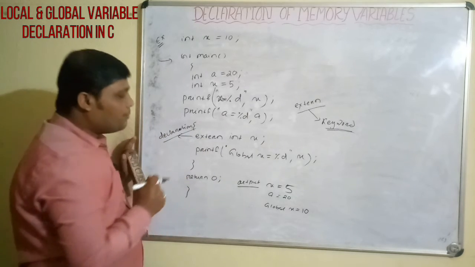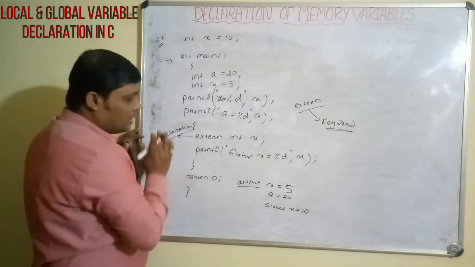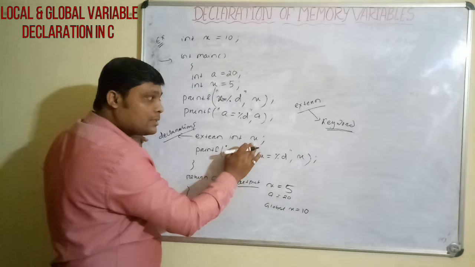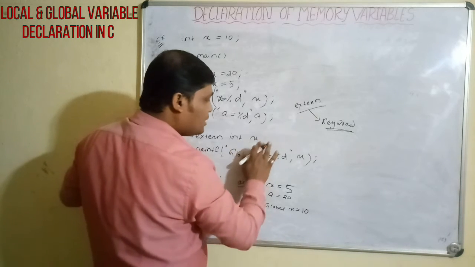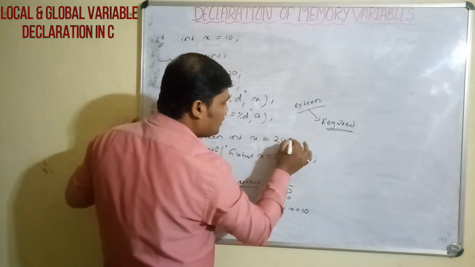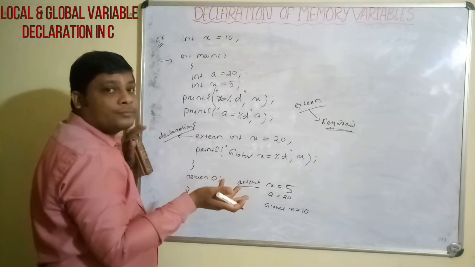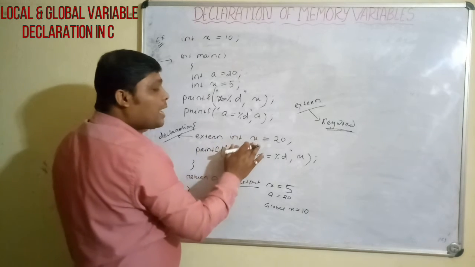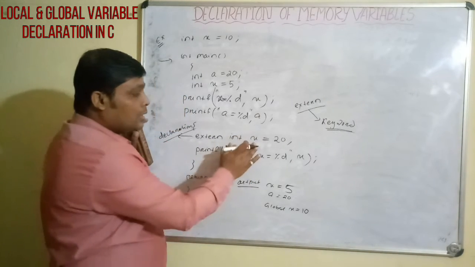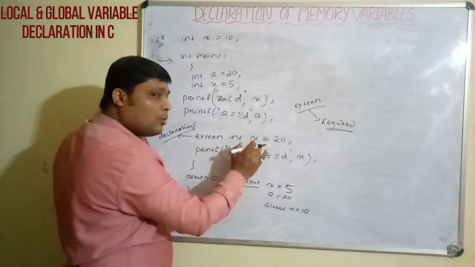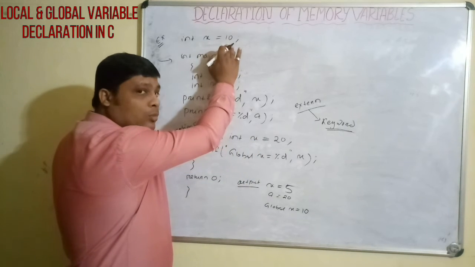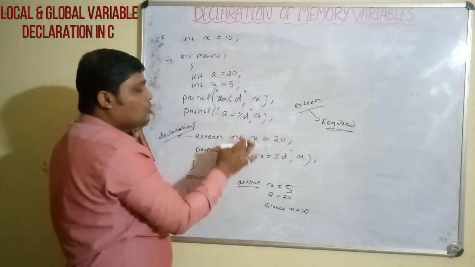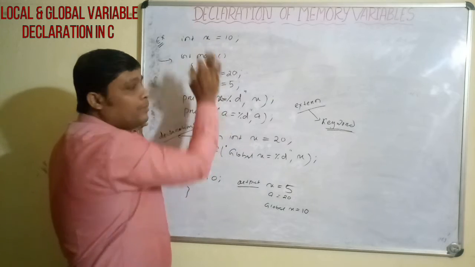It will show error. Another thing: if I am declaring like this, extern int x, it is one declaration. If I initialize it with some value, suppose here I am initializing it to 20, it becomes a definition. This is declaration with definition. That means memory will be allocated for this x. This is an external variable, a global variable. Again here I have declared one global variable. This is nothing but declaration with definition.